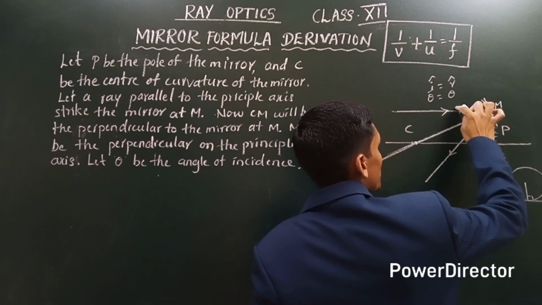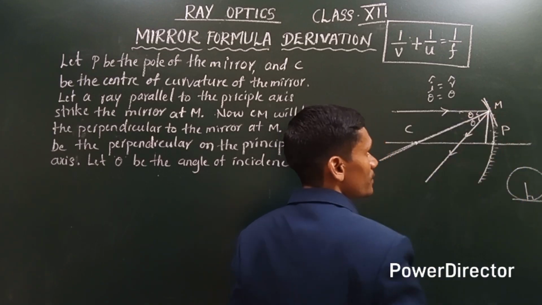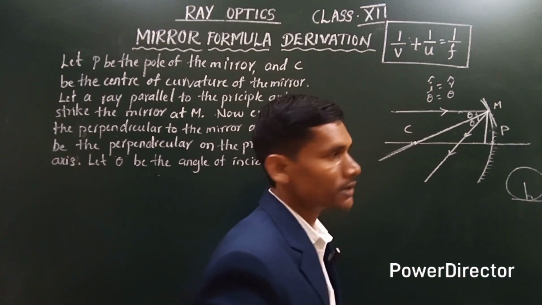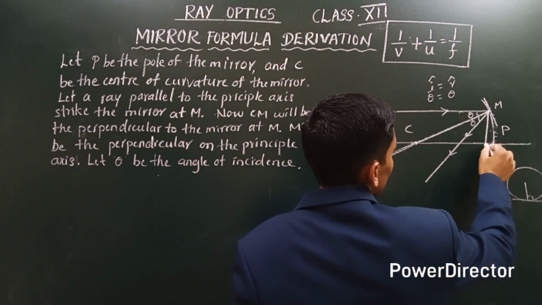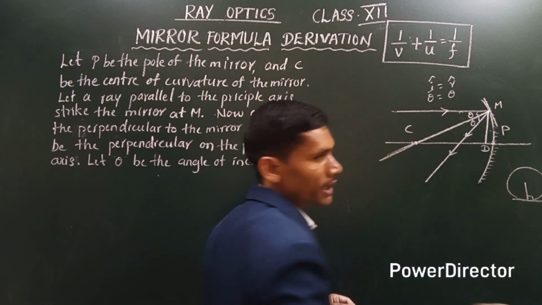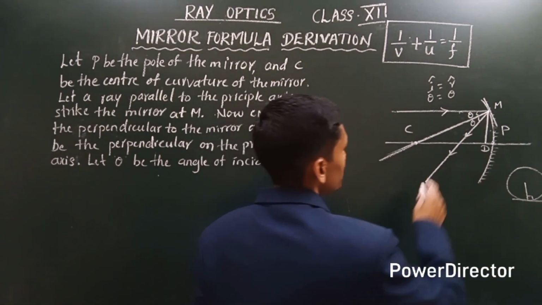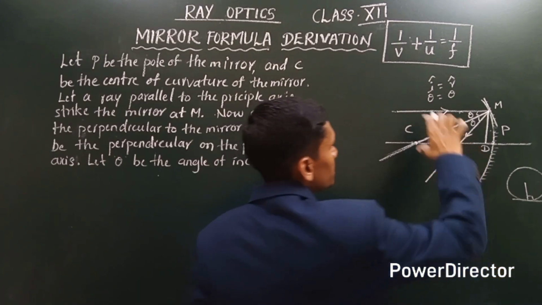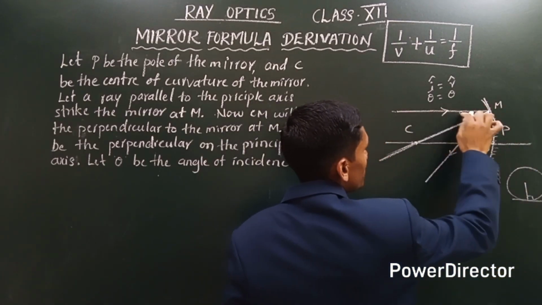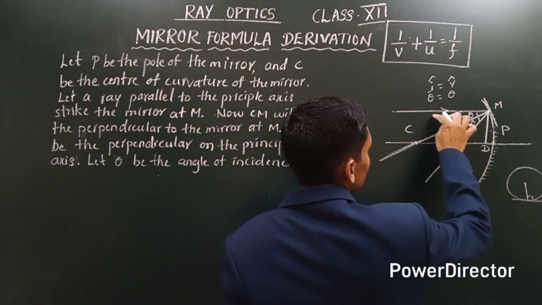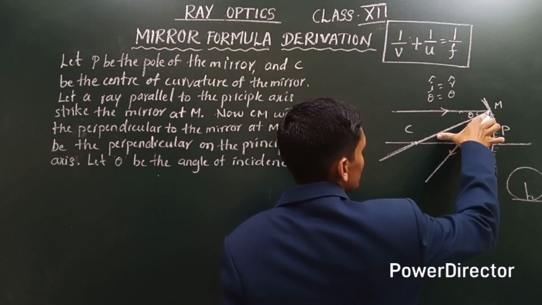So with the normal, the angle made by the incident ray is the angle of incidence, theta. The angle of reflection is also theta. Both are equal. Here this is M, this is D. MD is the perpendicular on the principal axis. Now let us consider this angle and this angle, which we have to find out. Very simple it is. These lines are parallel because the ray of light we are considering is parallel to the principal axis. Then, this and this both being parallel, this is the transversal.